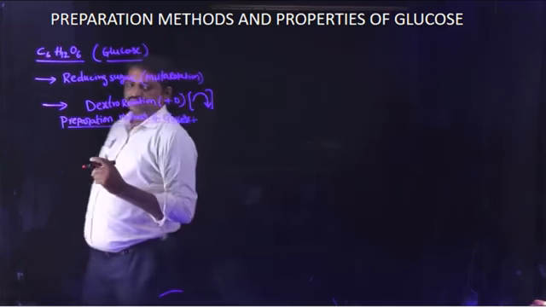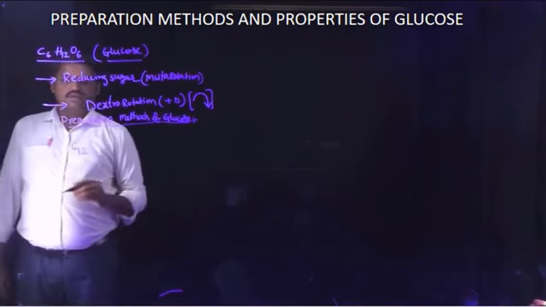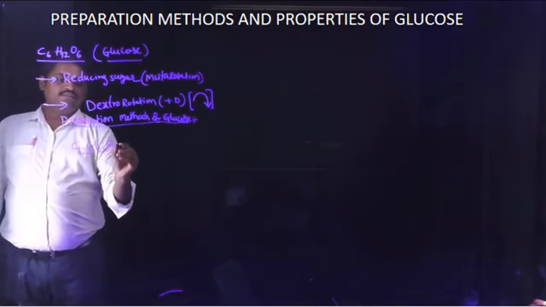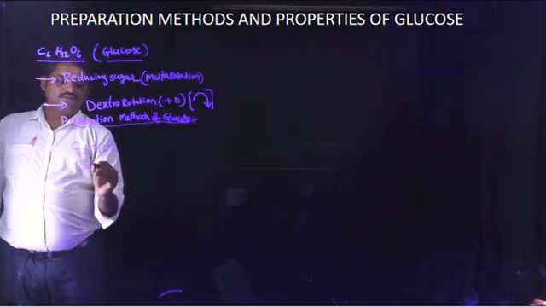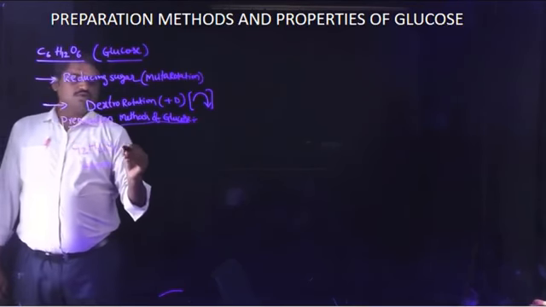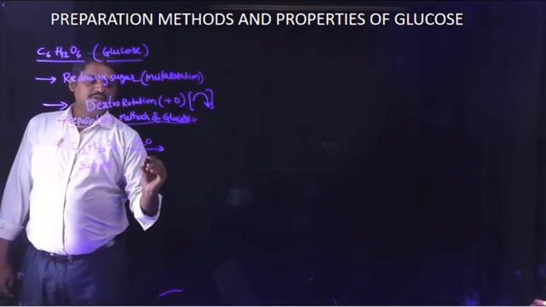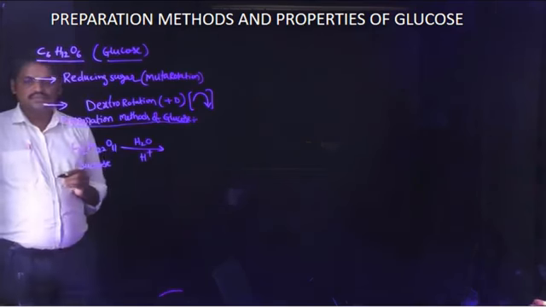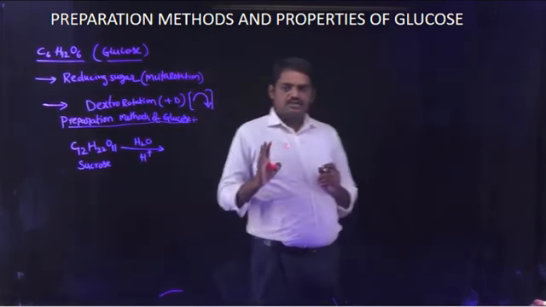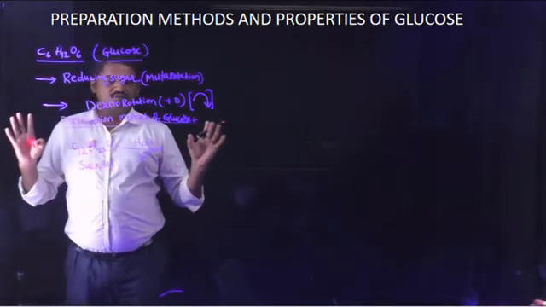For example, C12H22O11 is the chemical formula for sucrose. Sucrose reacts with water in the presence of an acidic medium. Sucrose is one of the disaccharide molecules. This molecule reacts with water in the presence of an acidic medium and is dissociated into two units.